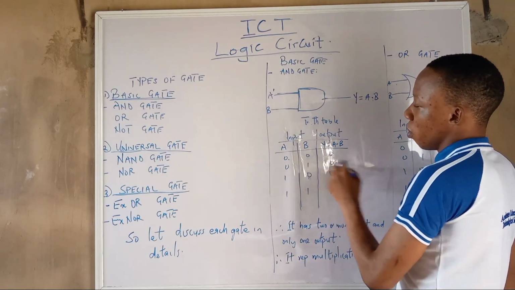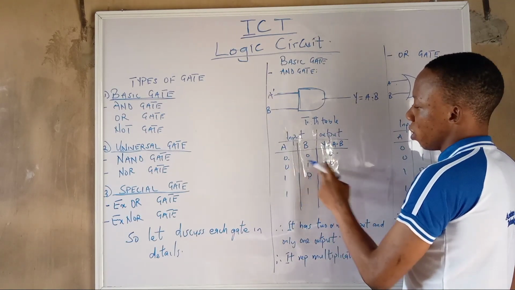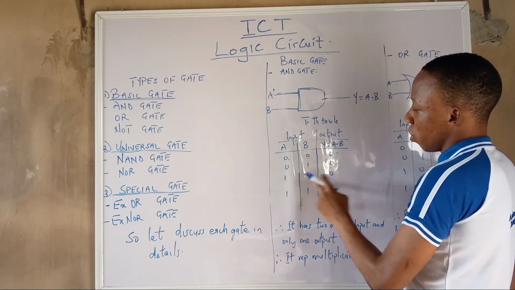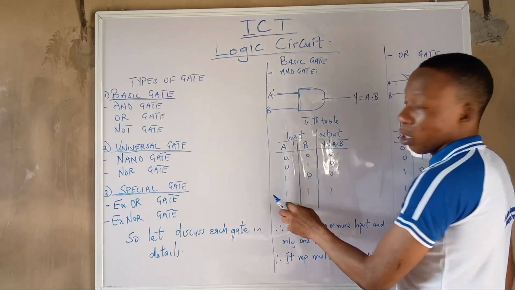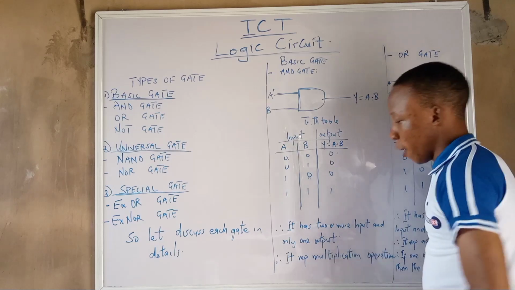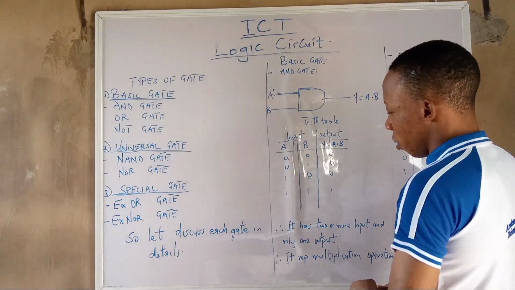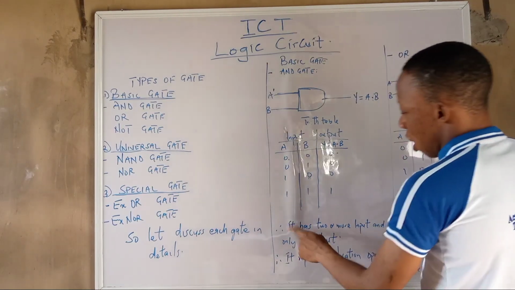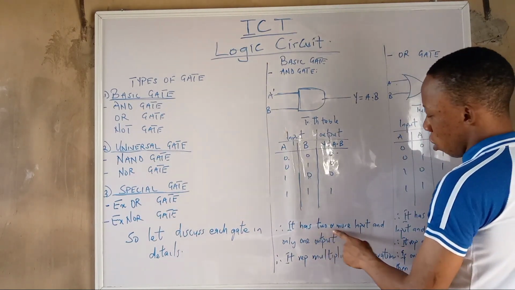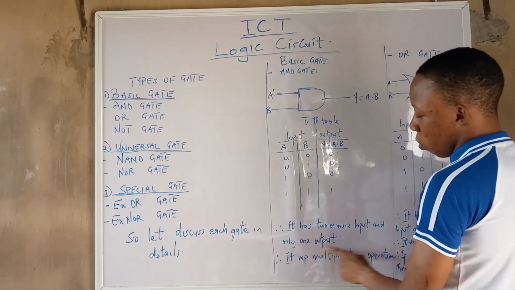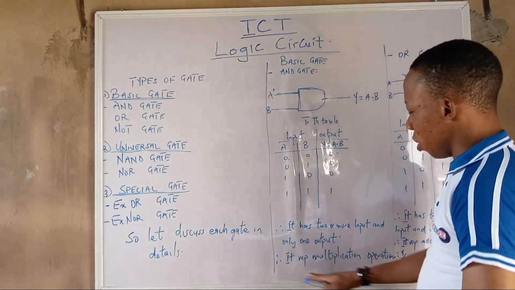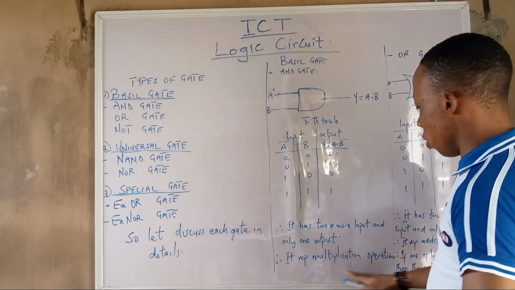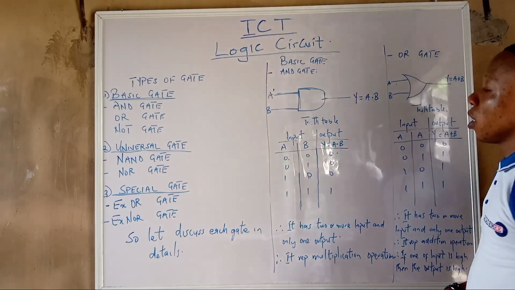So 0 times 0 is what? 0. 0 times 1 is 0. 1 times 0 is what? 0. 1 times 1 is what? 1. So these are just some of the things you need when you are doing your AND gate. The AND gate has two or more inputs and only one output. It represents the multiplication operation. So that is for the AND gate.